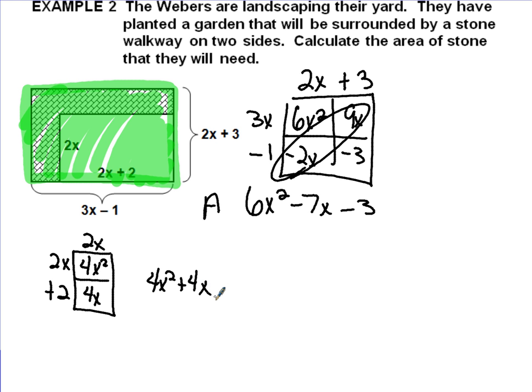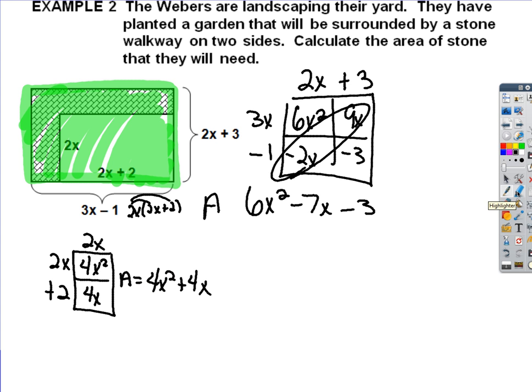Now, you don't have any diagonals to add because there's only two boxes here and here. If you wanted to distribute, you could have easily written 2x times 2x plus 2. And if you distributed, it would have given you the same answer right here. Okay, so that's the area of my smaller one. That is this right here.